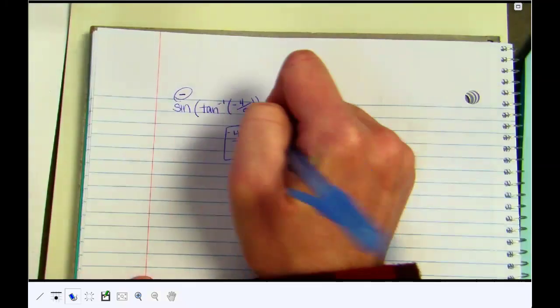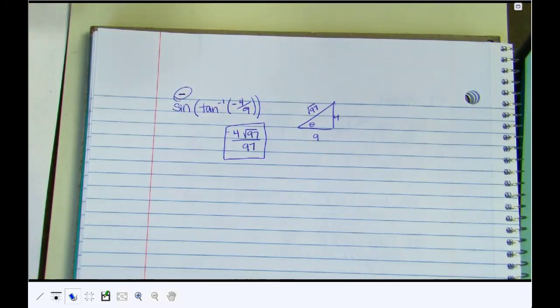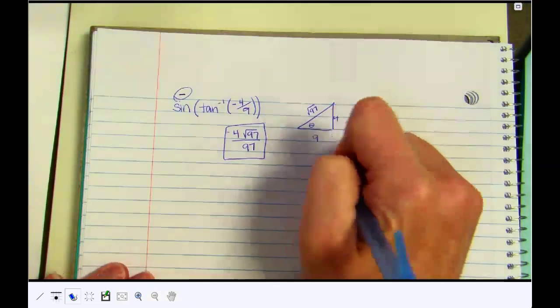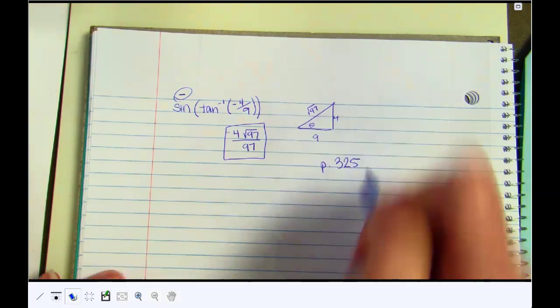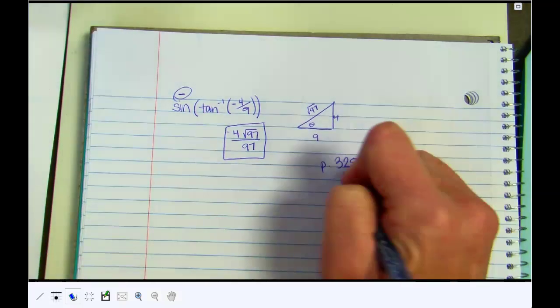Okay, questions? Okay, time for me to stop talking. So page 325 is your homework, 65 through 80.